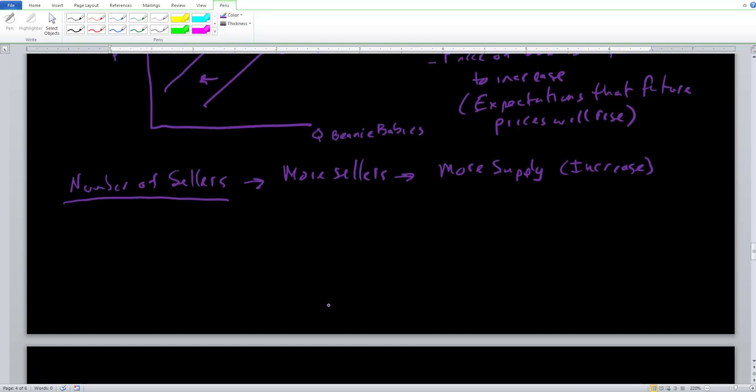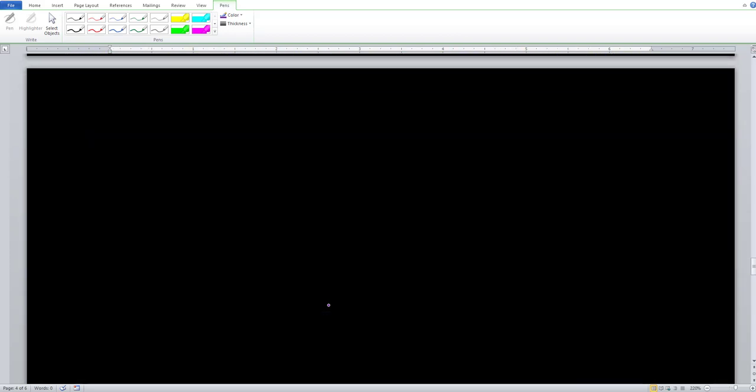And then the final two determinants that we take a look at, I'll build this up on a new page right here. We take a look at taxes and subsidies. So this is exactly where taxes are going to be affecting our marketplace. It's not going to be on the demand side, it's going to be on the supply side. So anytime we talk about taxes, it's going to shift our supply curve.